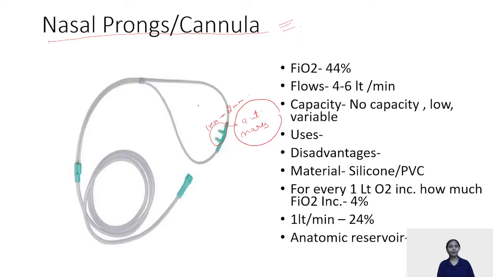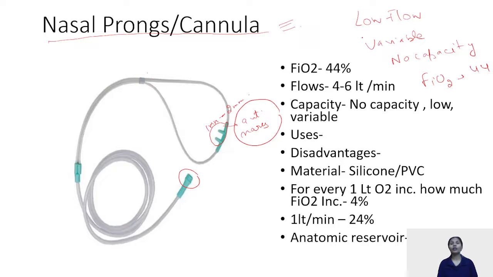Then we have this head strap, an adjusting head strap, so that they are in the correct position. This is what is attached to the flow meter, and this whole part is your tubing. Now, flows. It's a low flow, variable performance device, and as you see there is no reservoir, no capacity device. And the maximum FiO2 which gets delivered is 44%.